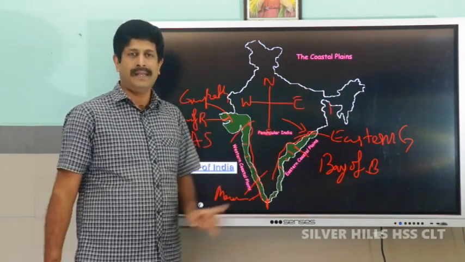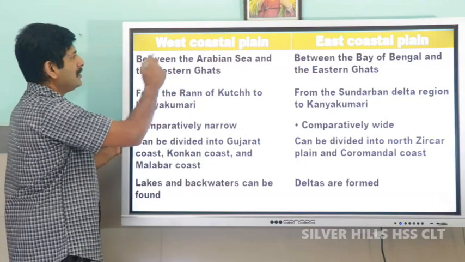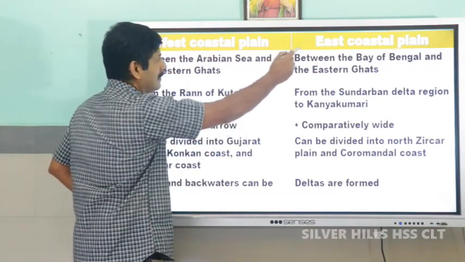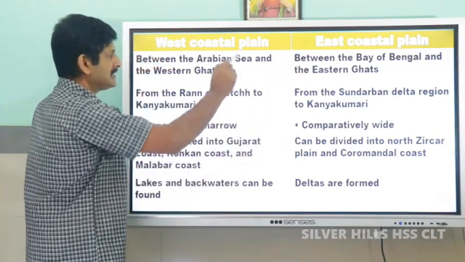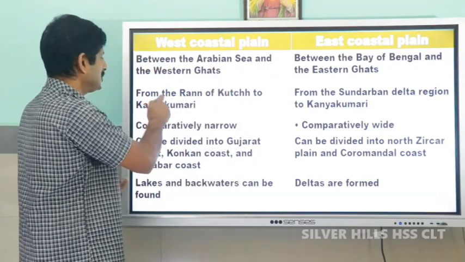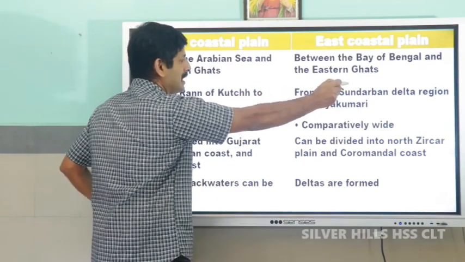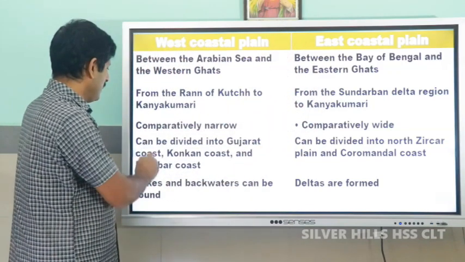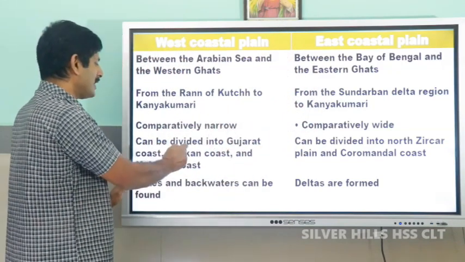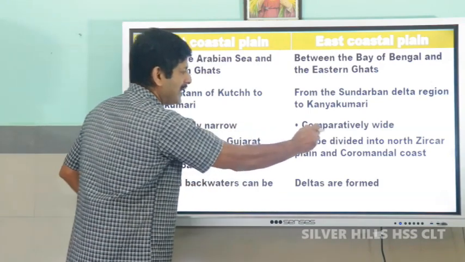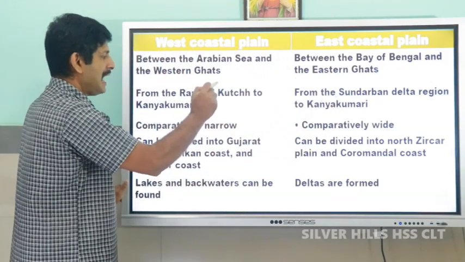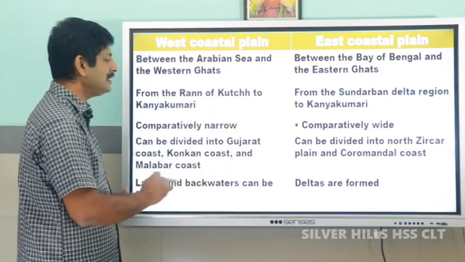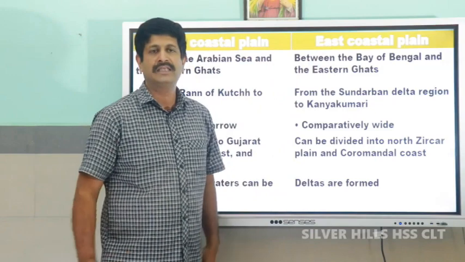Now, the western coastal plain is between the Arabian Sea and the Western Ghats. The eastern coastal plain is between the Bay of Bengal and the Eastern Ghats. The western coast is comparatively narrow, the eastern comparatively wide. The western can be divided into the Gujarat coast, Konkan coast and Malabar coast. The eastern can be divided into the North Circars and the Coromandel or Tamil Nadu coast. Lakes and backwaters can be found in the west. Deltas are found in the eastern coastal plain.